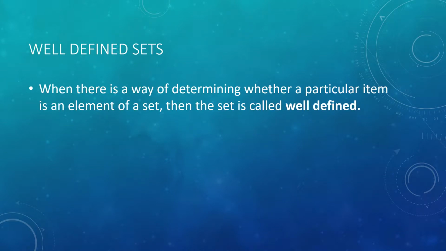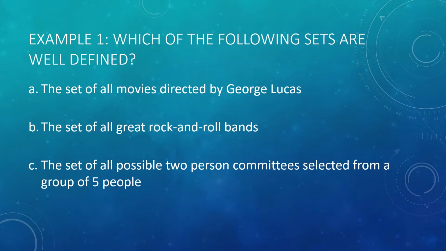First, we're going to talk about well-defined sets. If there's a particular way of determining whether an item is an element of a set, then this set is called well-defined. So basically, if there is a set rule for determining whether an item is an element of a set, then that's well-defined. So let's go through some examples of sets that are well-defined and then some sets that aren't well-defined.